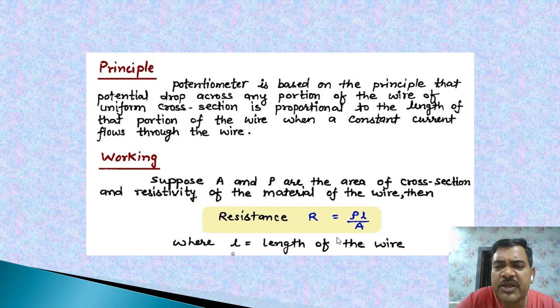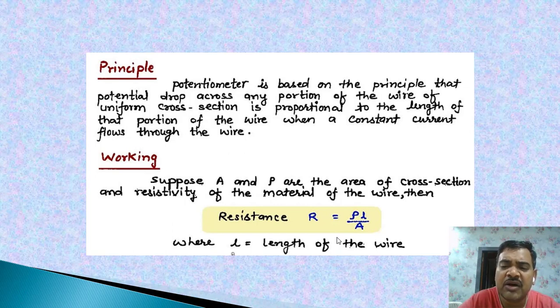Principle. Potentiometer is based on the principle that the potential drop across any portion of the wire of uniform cross section is proportional to the length of that portion of the wire when a constant current flows through the wire. The principle is very simple. What is the principle? Potential drop across any portion of the wire of uniform cross section is proportional to the length of that portion of the wire. So we can say that V is proportional to L.